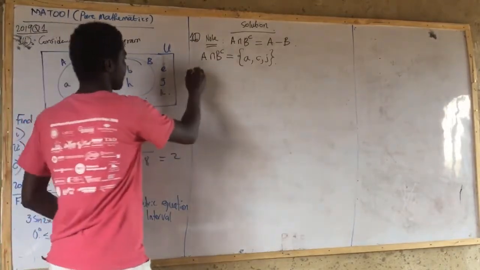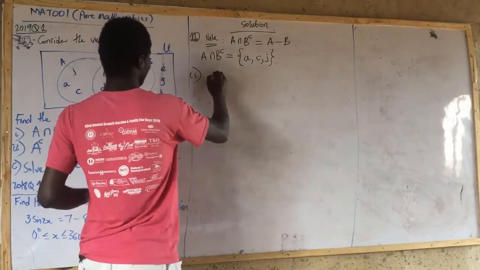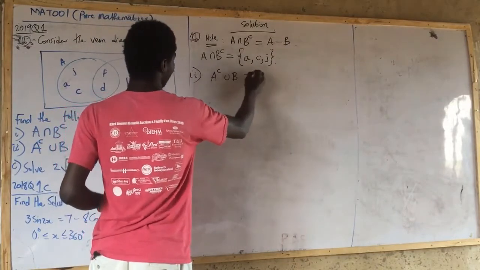Now the second one, you have A complement union B.